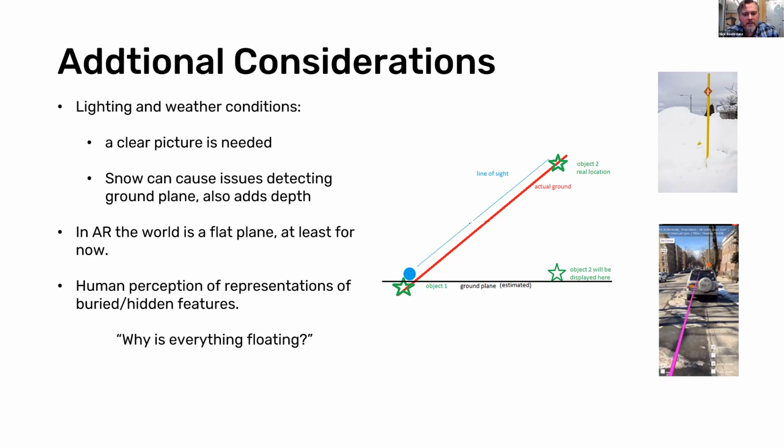And then the last thing that's really something to consider is how you perceive things floating in space. So if we're trying to represent something that's buried underground, as in that little snip on the lower right, which I think is supposed to be a gas pipeline, it's supposed to represent something underground, but it looks like it's floating in the middle of that car in front of it.